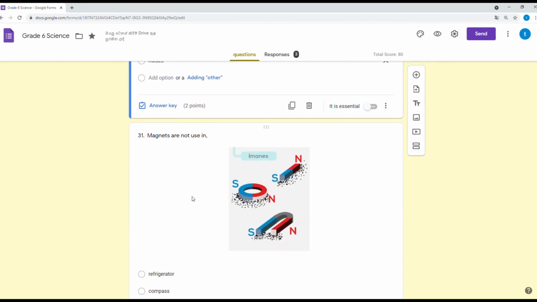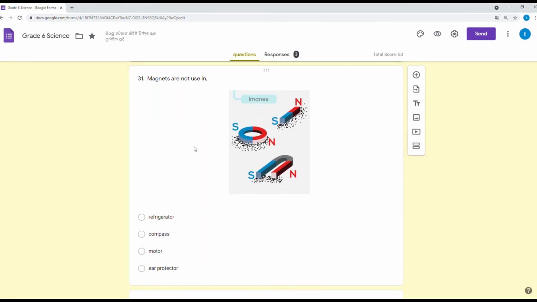Now get into 31. Magnets are not used in. In a refrigerator door, I think you have the experience. You can fix metallic substances there, which means there's a magnet. In a compass, to find the direction, there's a magnet. In a motor also there is a magnet. But in ear protectors, there is really no magnet inside. So your answer should be the fourth one.